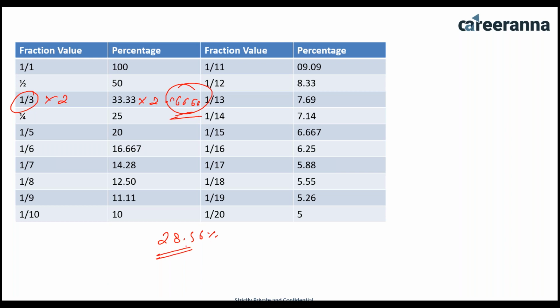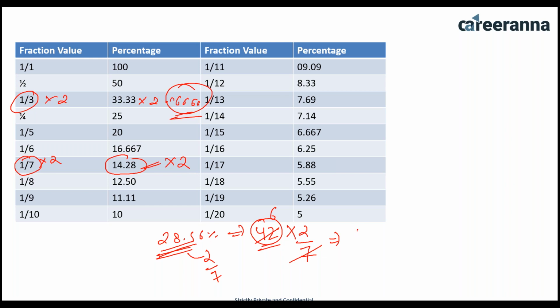So 28.56% of a number, I have to calculate. Now, I remember that 14.28 is 1 by 7. So if I take the number to be 42, and you have to find out 28.56% of 42, please tell me the answer. Very good, Udeshya, Raghu, Priyanshi, Bhavya. Very good. So now, please try to understand, Pranav. 28.56 can be written as 14.28 multiplied by 2. So I have to multiply this number by 2. So if this is 2 by 7, I can multiply this. This is 6, and 6 multiplied by 2 is 12.